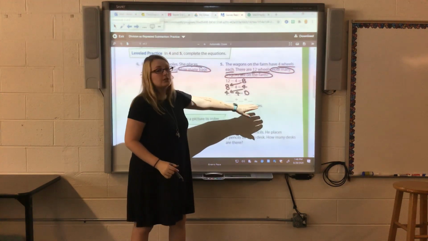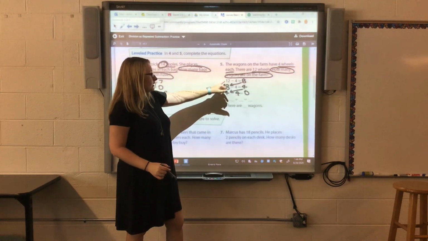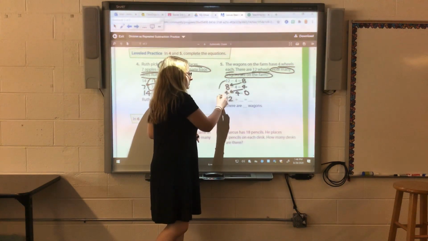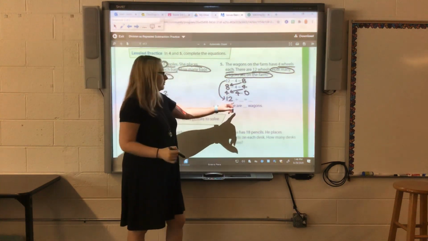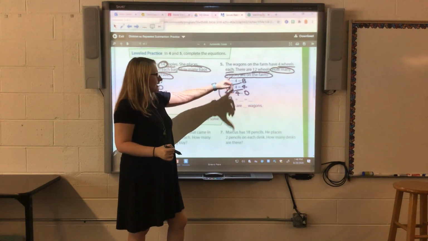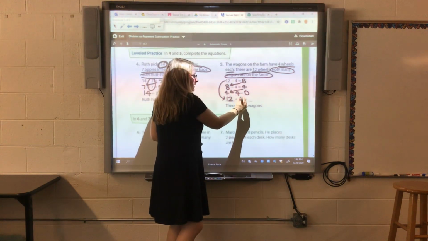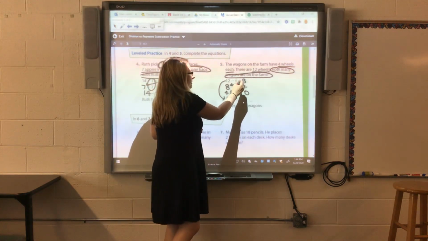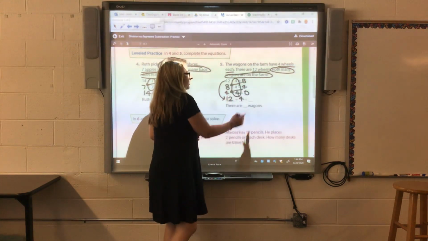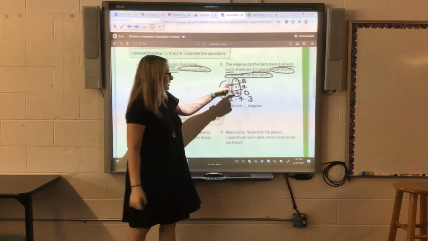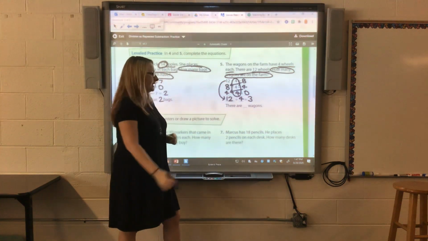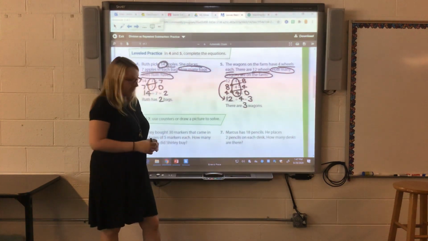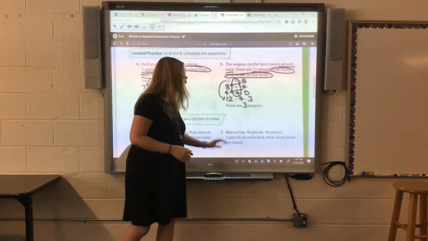I need to write my division equation. Starts with 12 because there are 12 wheels. Divided by, what was I subtracting? 4, because there are 4 wheels on each wagon, equals 3, because I subtracted 1, 2, 3 times. So that tells me that there are 3 wagons.